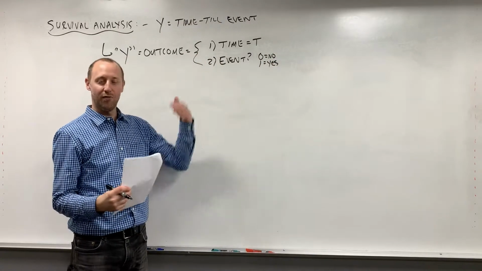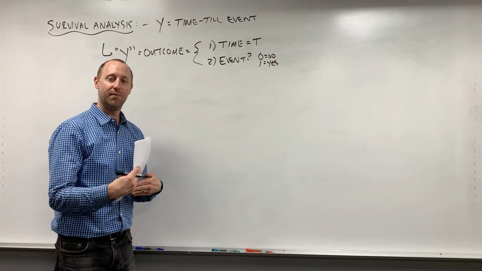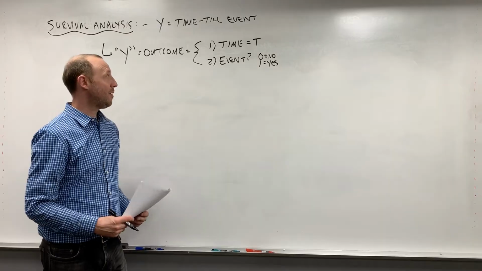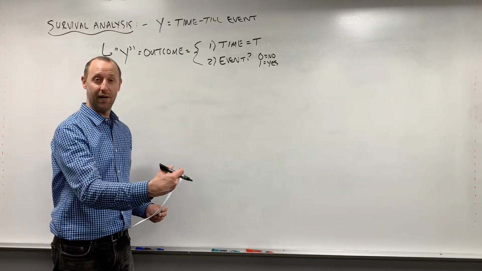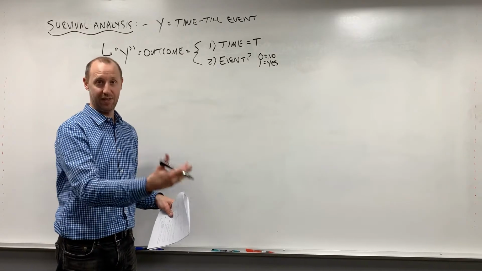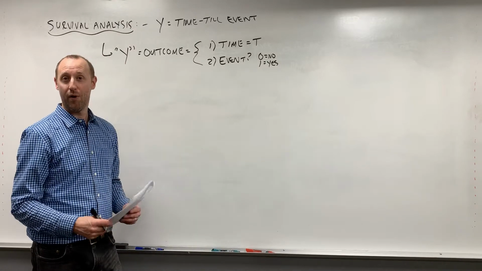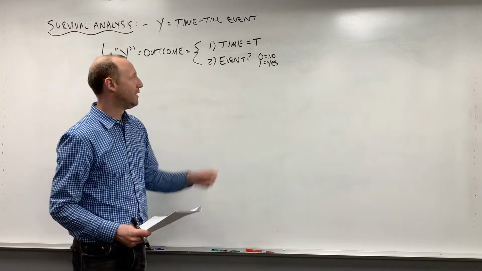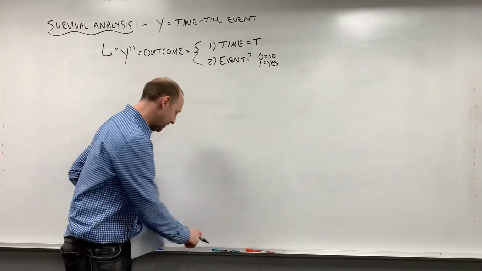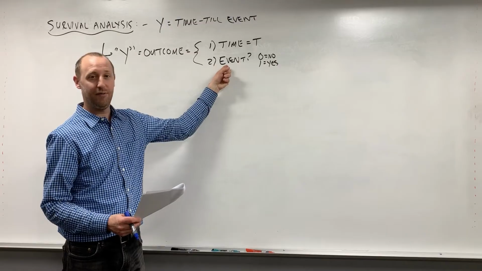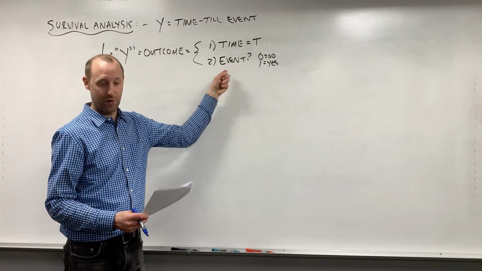So we might follow someone and find we followed them for 1.5 years and then they died. Okay. Or there might be someone else that we followed for 1 year and then our study ended and they were still alive. Okay, we know that they survived beyond that, but we don't know how much beyond. Okay, so the outcome has these two parts: the time they were followed for, and an indicator of if the event occurred or not.